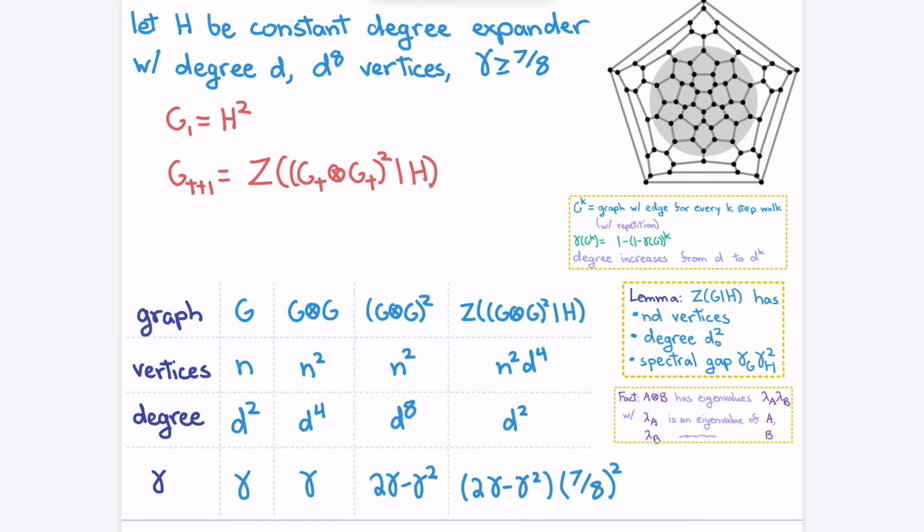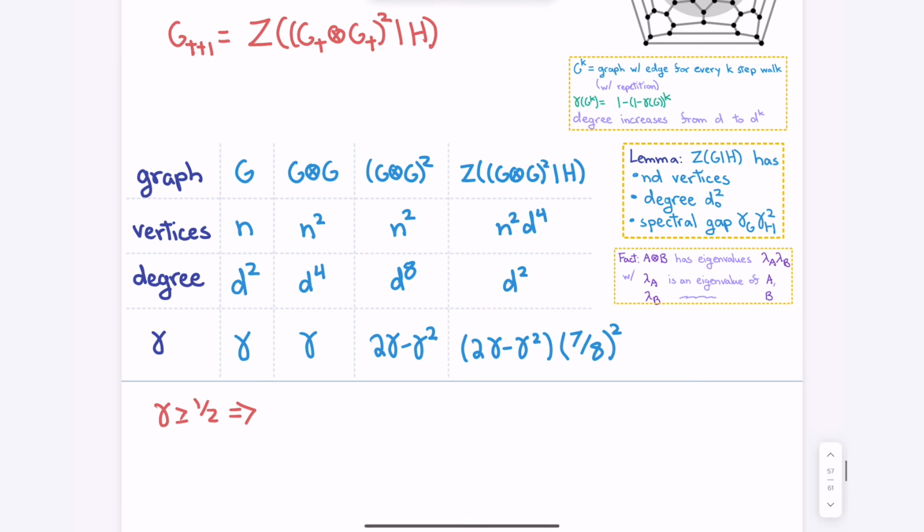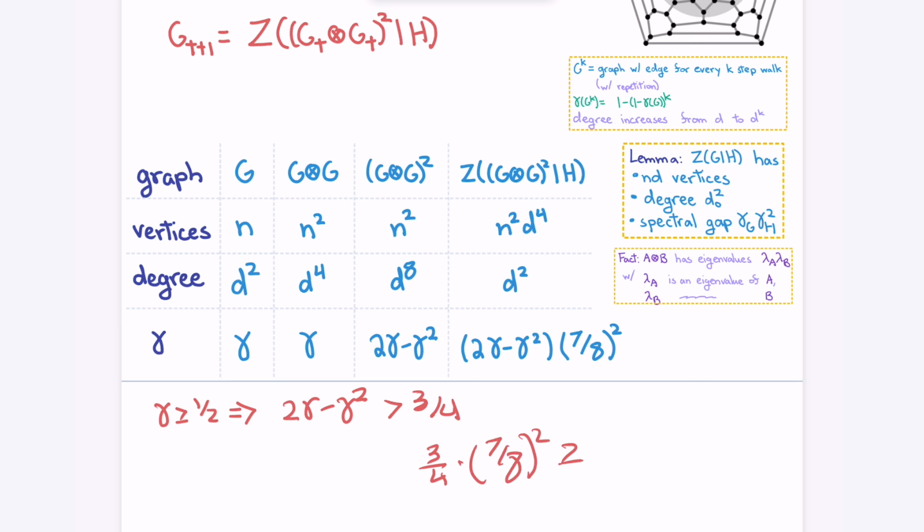And then the zigzag product, you lose a little bit, because with the zigzag product you lose some spectral gap. But the nice thing is that if gamma is at least 1/2, then 2 gamma minus gamma squared is at least 3/4. And hopefully 3/4 times 7/8 squared times 7/8 squared will be at least 1/2. Okay. So your spectral gap will always stay above 1/2.